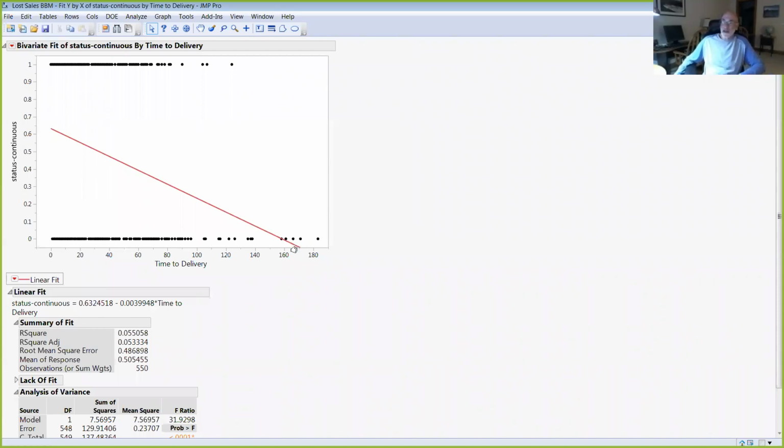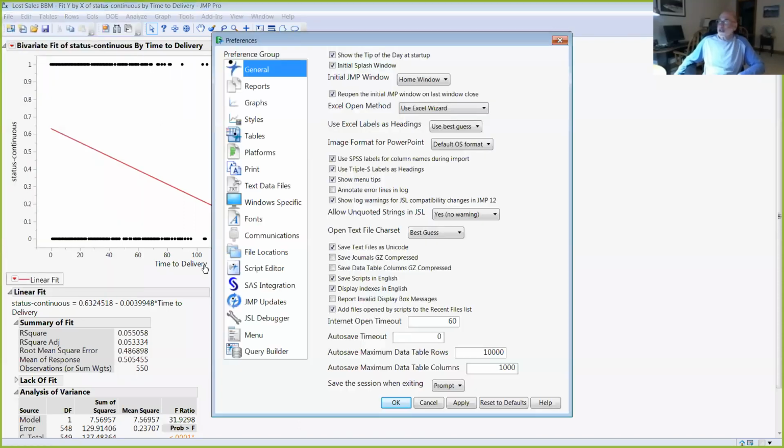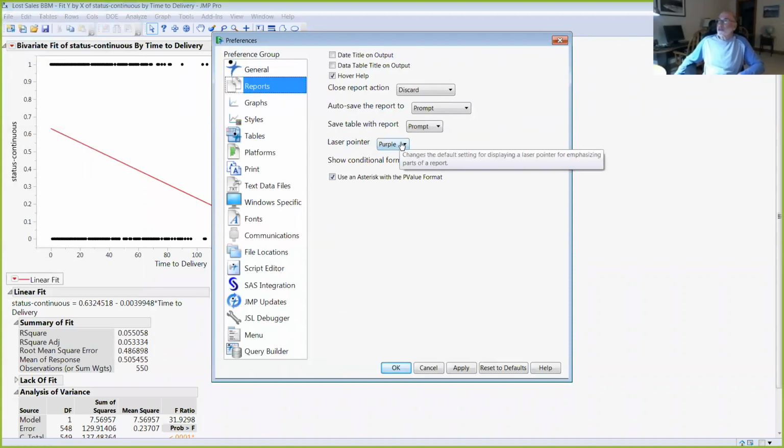But down here in the range, let me see if I can get my pointer to work here. Preferences, laser pointer, okay.